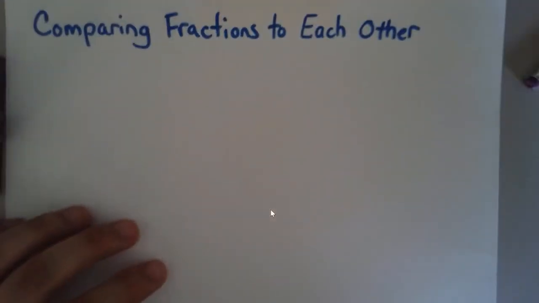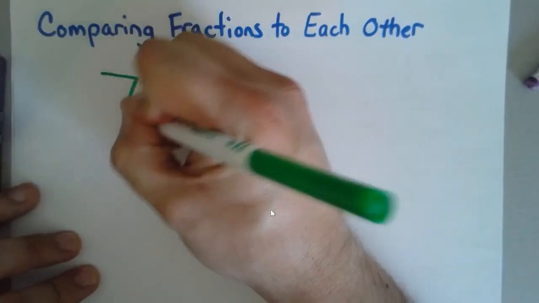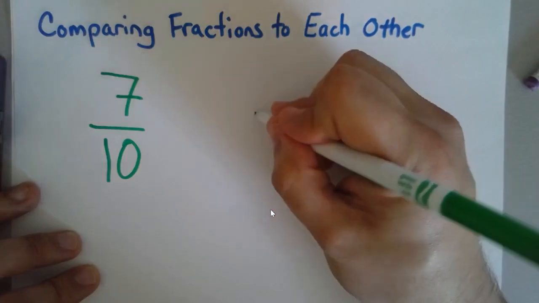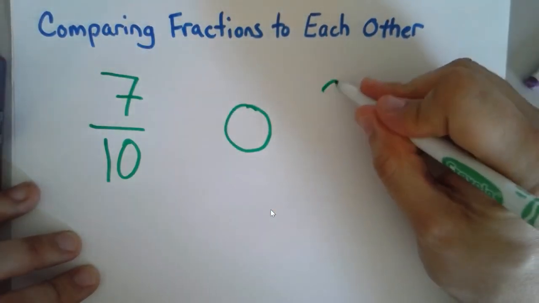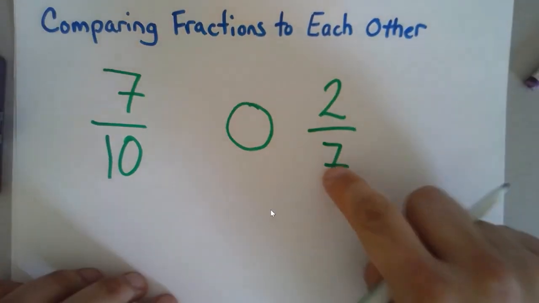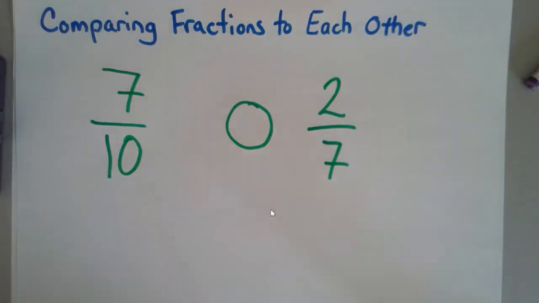Now, in this one, we're going to make it a little bit trickier for you, because this time we're going to have 7/10, and we're going to compare that to 2/7. So now we're dealing with that odd numbered denominator, but we know exactly what to do. I'm not stressing. Pause this video and give this one a try.